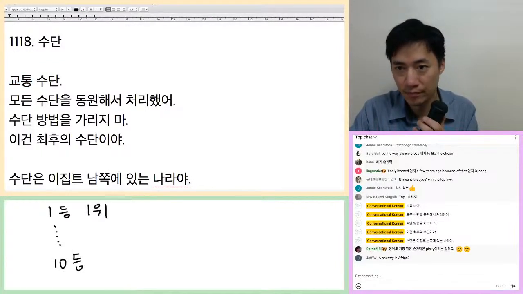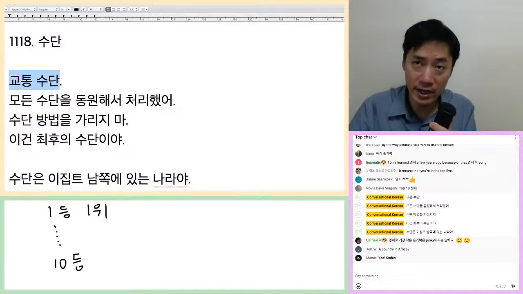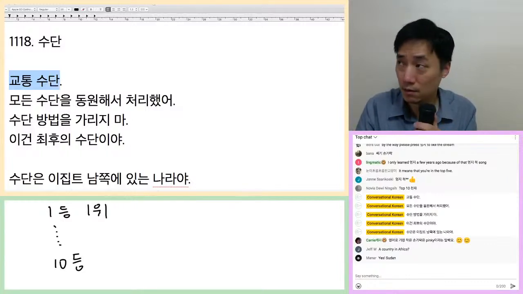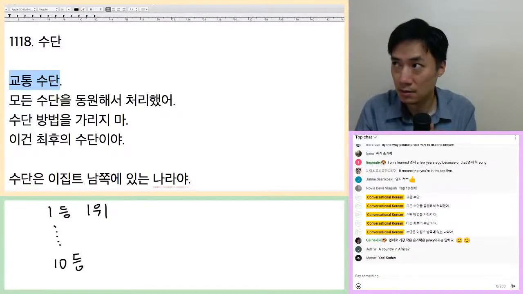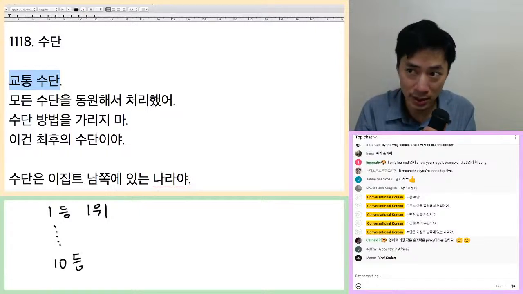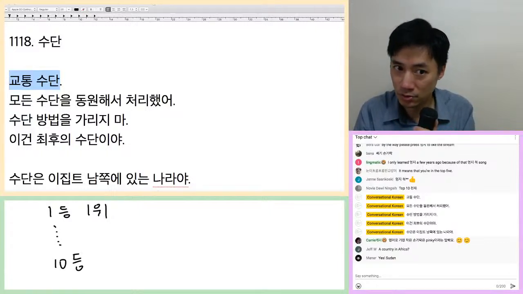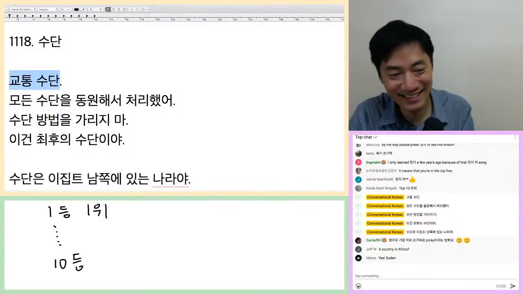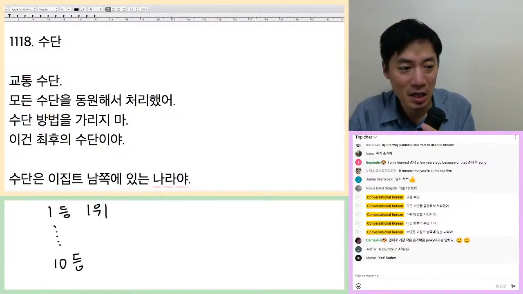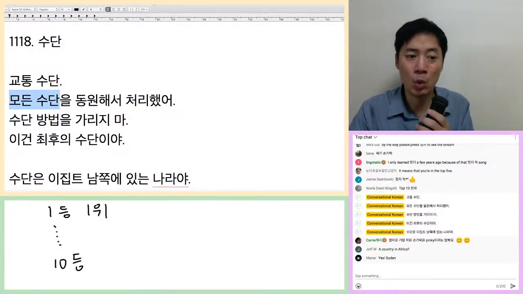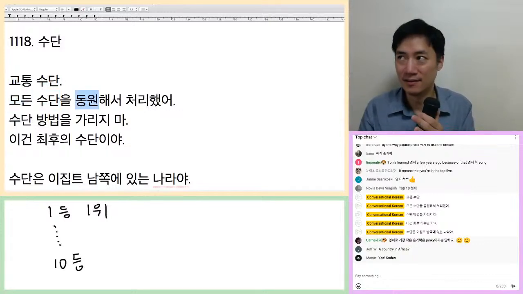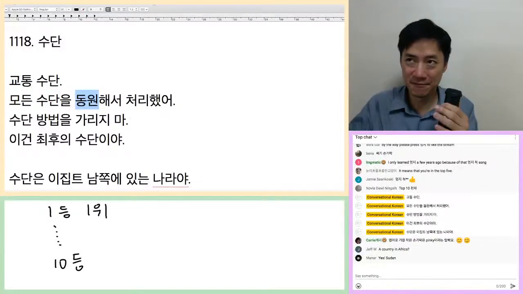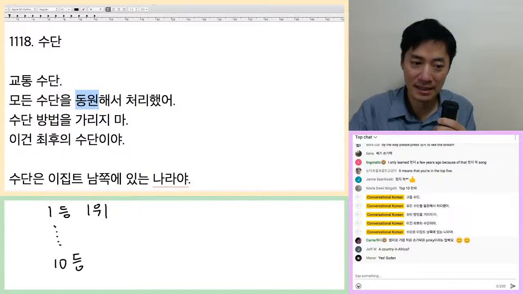So, car, train, bicycle, bus, and those kind of things are 교통수단. Sudan. And 모든 수단, 동원하다. It's like come up with every kind of method, you know.